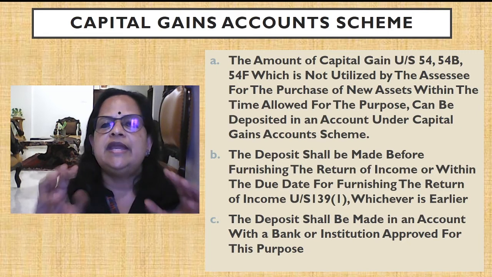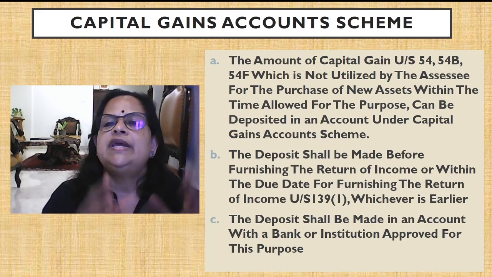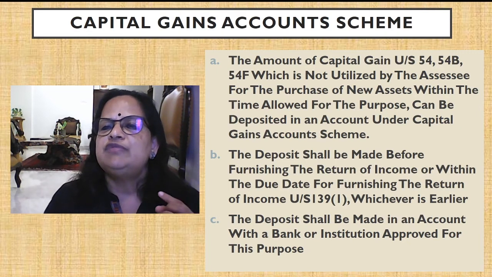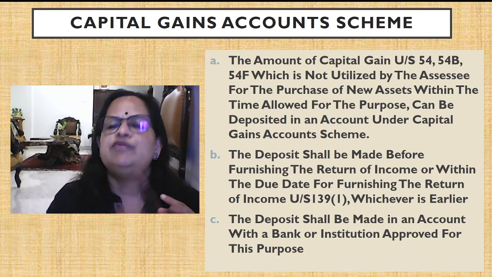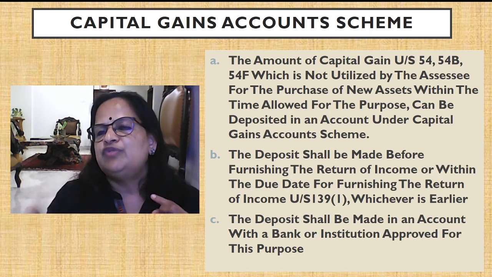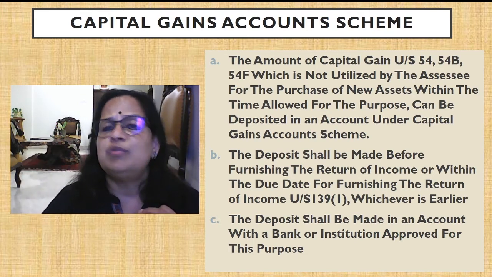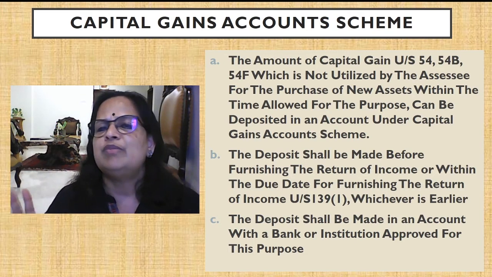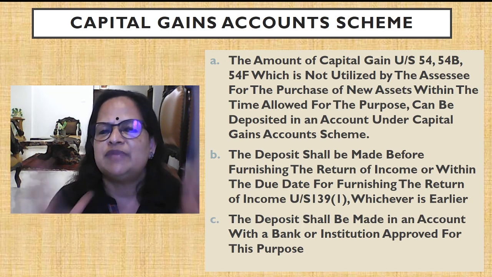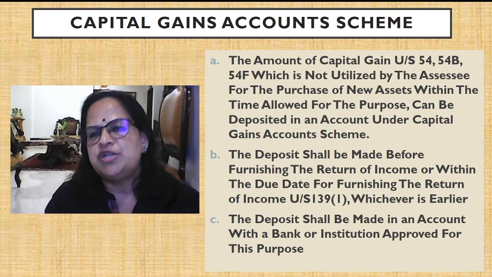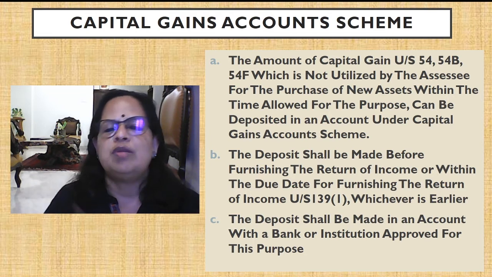Now capital gain account scheme I have to explain. Amount of capital gain under section 54, 54B and 54F. 54B you will learn in this module itself. 54F I am taking as a separate module because the computation is very important. I am going to do different problems. When I explain, I will take only one section in that module and I will do more problems.